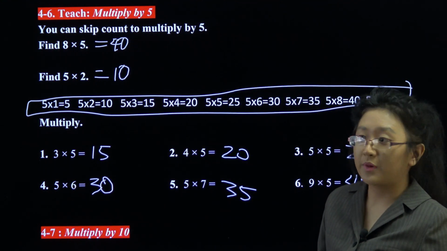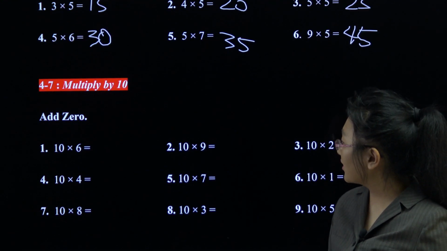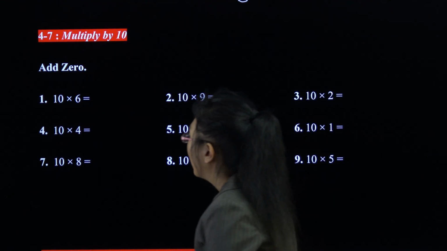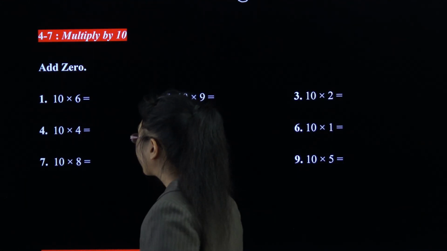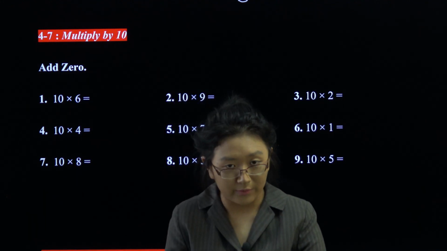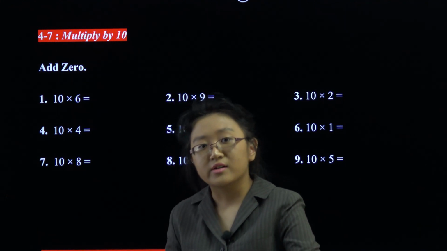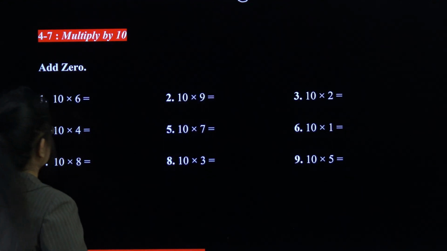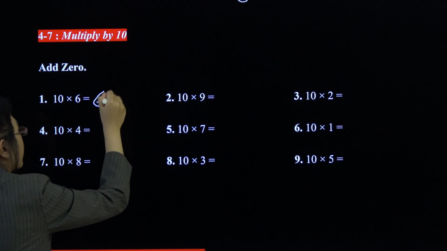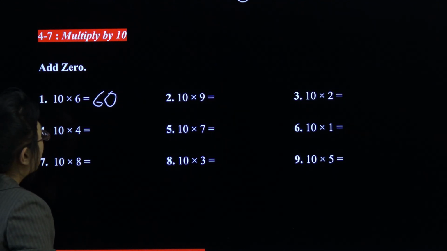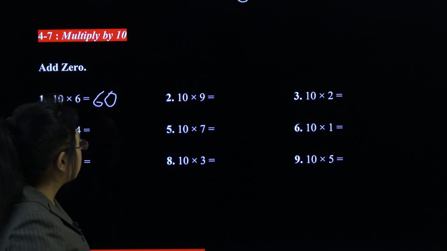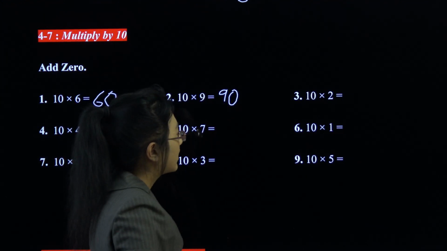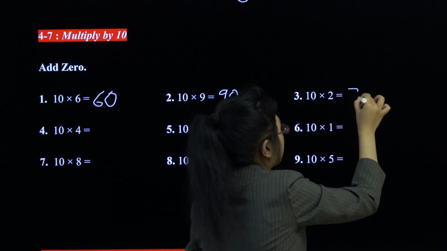We move on to multiplying by 10. Here's the thing. When you multiply by 10, this is a trick. You multiply the stuff that isn't 0, and then you add 0. 1 times 6, 6, and then you add 0. 1 times 9, 9, you add 0. 1 times 2, 2, you add 0.